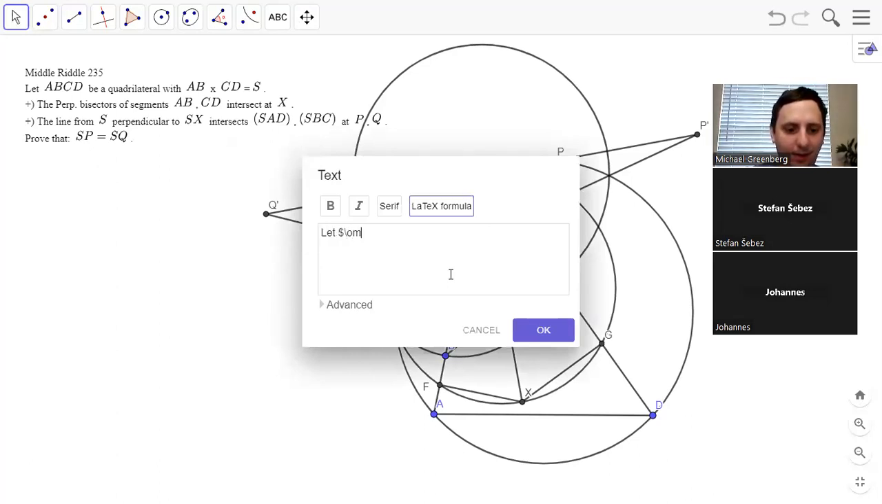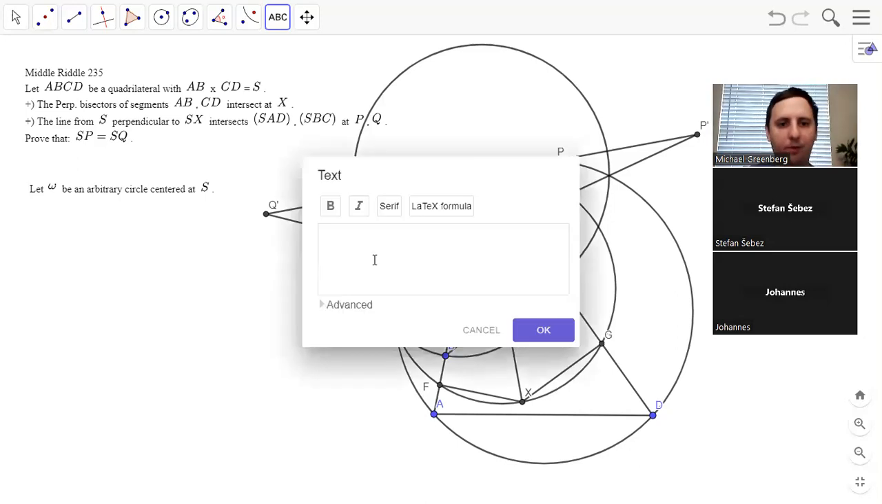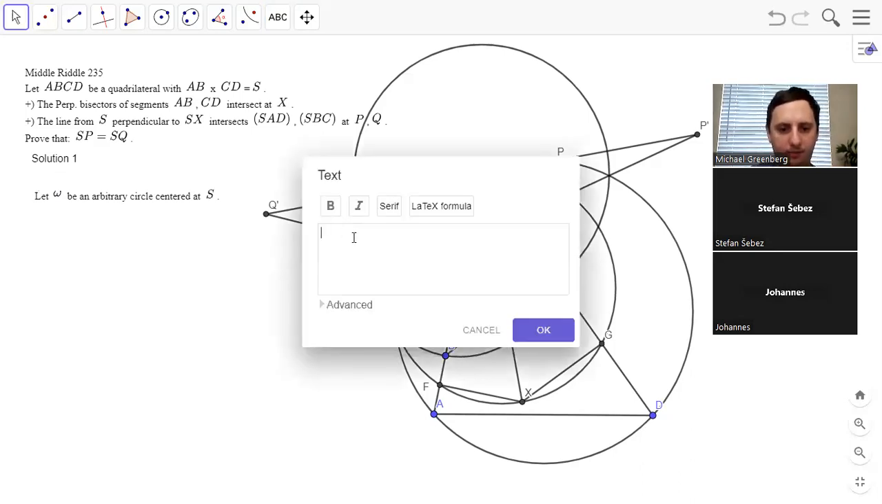Let omega be an arbitrary circle centered at S. And actually, I'll type up both. So this is solution 1. Did we introduce any new points? I guess F and G. I'll say let F and G be the midpoints of AB and CD.